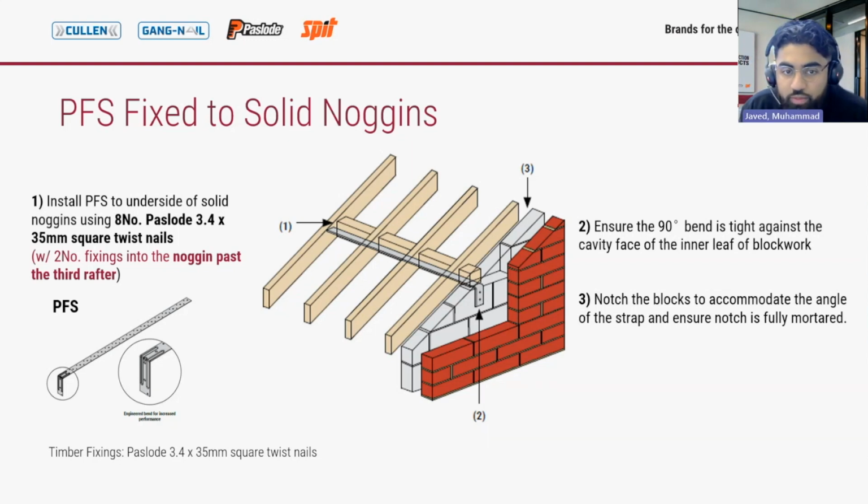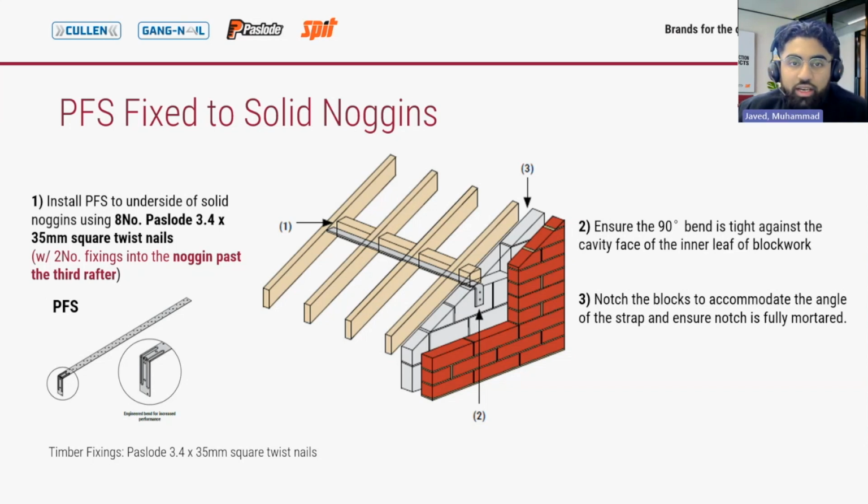Same as before, the bend of the strap is to be held tight against the inner leaf of the blockwork, preferably located on a substantial piece of blockwork, and if needed, notch the blocks to accommodate the angle of the strap and ensure the notches are fully mortared.